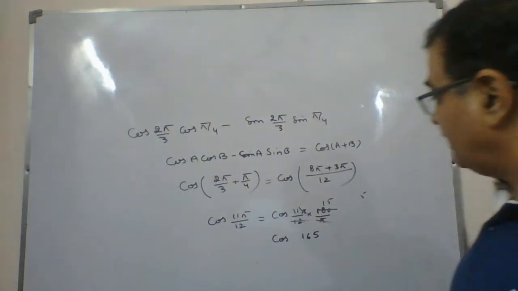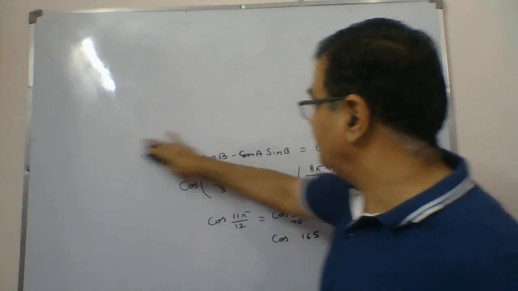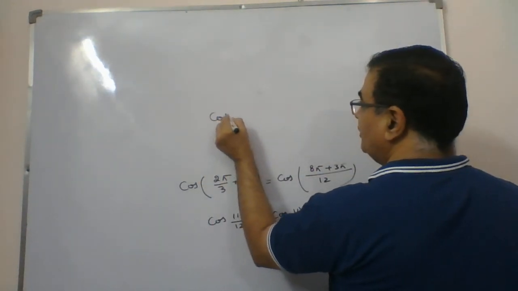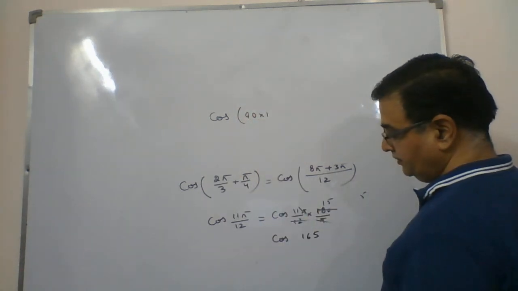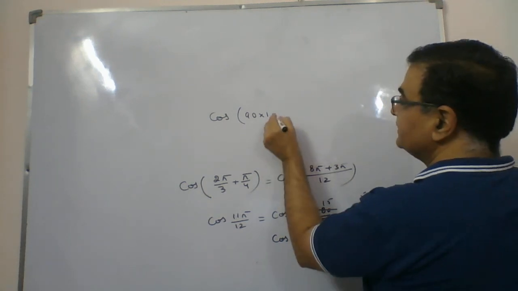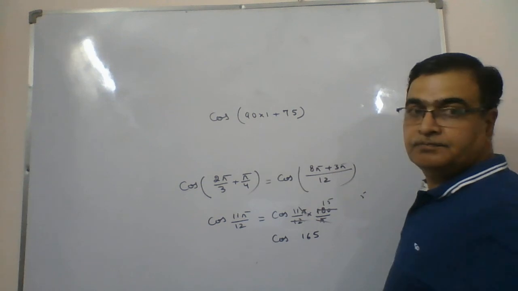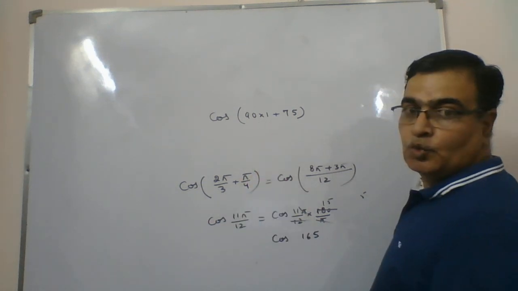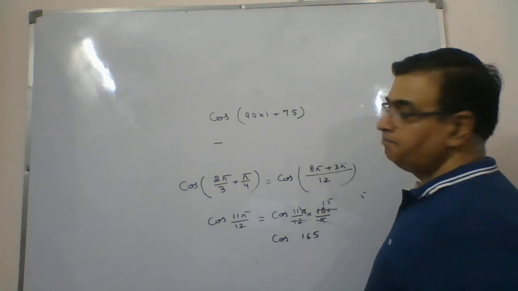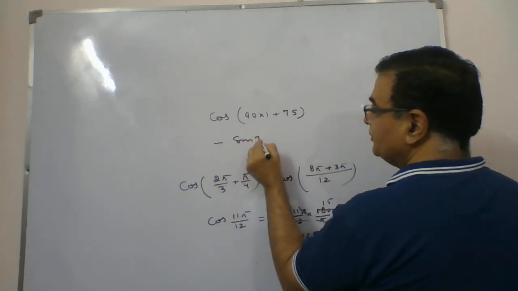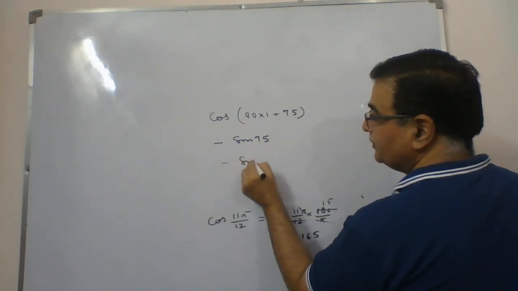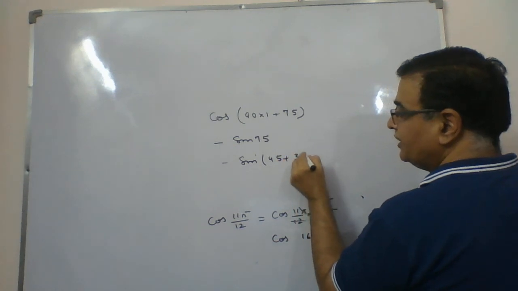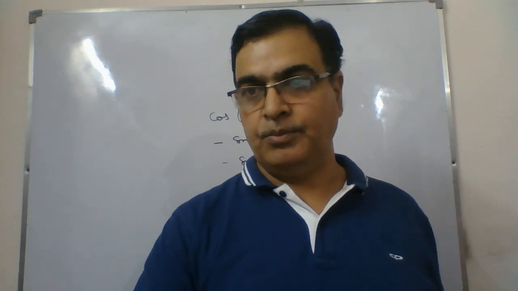And cos 165, now you can solve it further. You can write this as cos of 90 into 1 plus 75. Now it will be quadrant number 2. In quadrant number 2, cos comes out to be minus, and cos will change to sine, so it will be minus sine 75. When you solve it, sine 75 comes out to be sine 45 plus 30, and you know how to solve it. You can get your answer. Next time we'll do more questions.